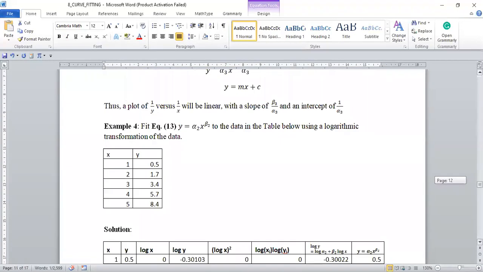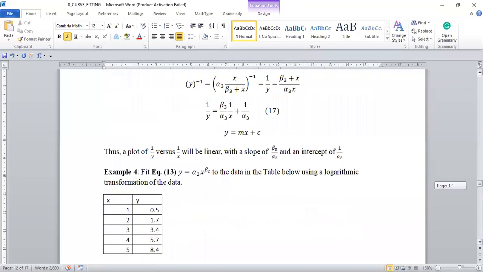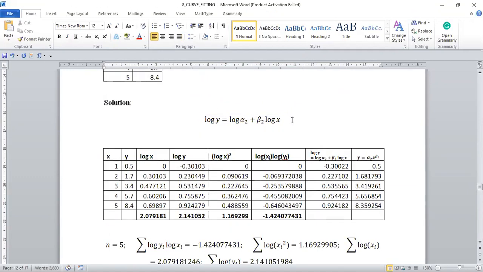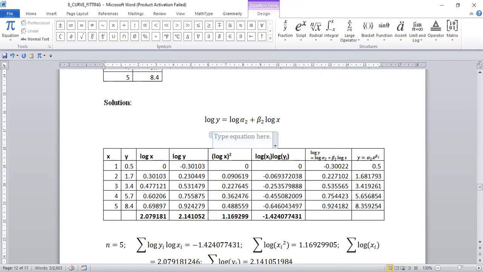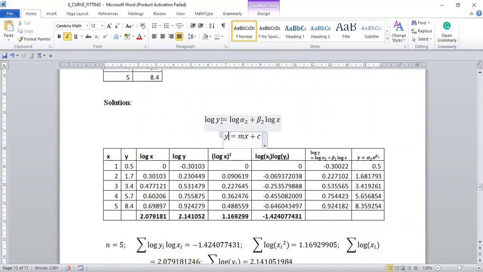So let me just bring it close here. We are asked to fit a non-linear model, which is given by this. When we linearize it, we got this. Now when you compare it with the linear model y is equal to mx plus c, this is your y, this is your m, and this is your c. So what you need to do now is take the log of x and the log of y, because instead of the normal y, we're using log y, and instead of the normal x, we are using log x.